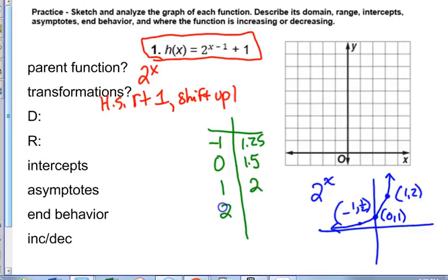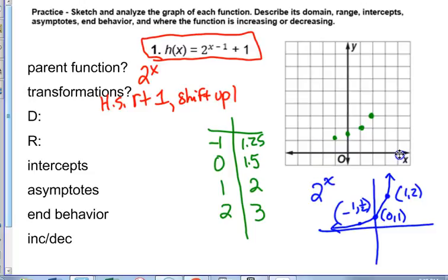Okay, one more, put in a 2. 2 minus 1 is 1. 2 to the 1 is 2, plus 1 is 3. Okay, negative 1, 1.25, 0, 1.5, 1, 2, 2, 3. We get an idea?